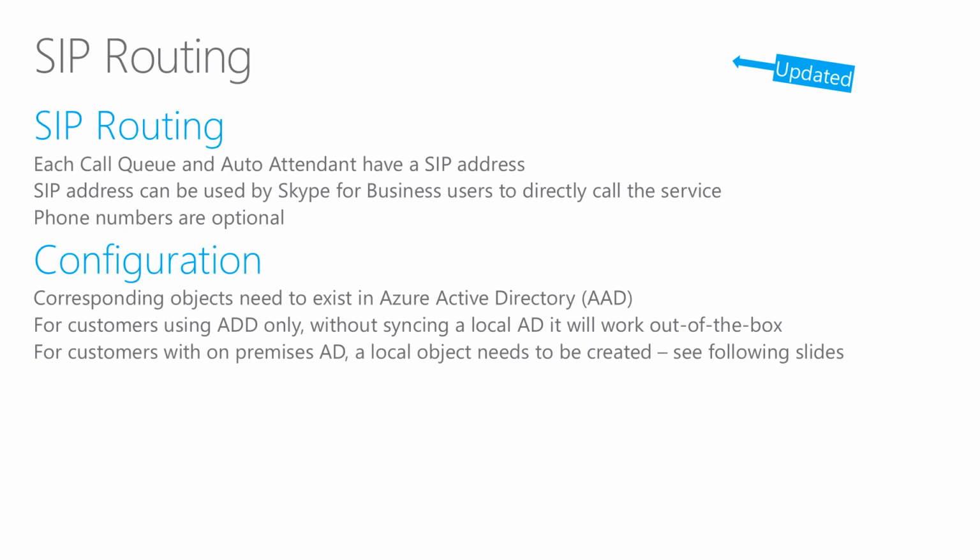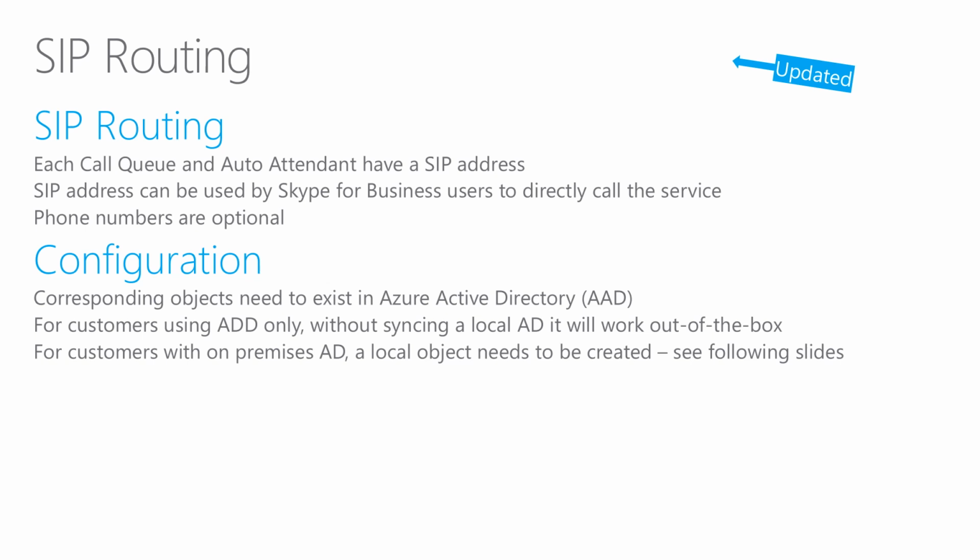So the concept of routing directly via SIP to a call queue or auto attendant without the intervention of a service number is called SIP routing. Each call queue and auto attendant have a SIP address. Those SIP addresses can be used by Skype for Business users to directly call the service, which means that phone numbers are optional for those call queues and those auto attendants.